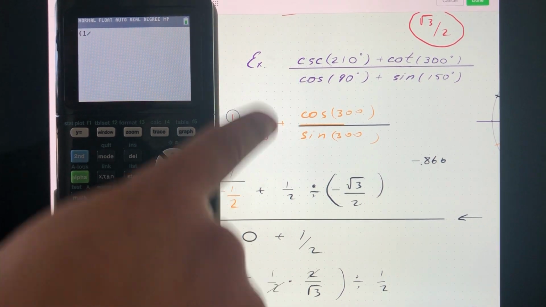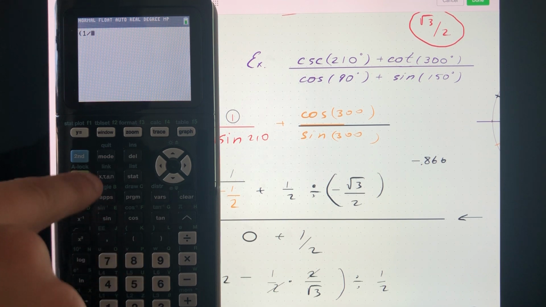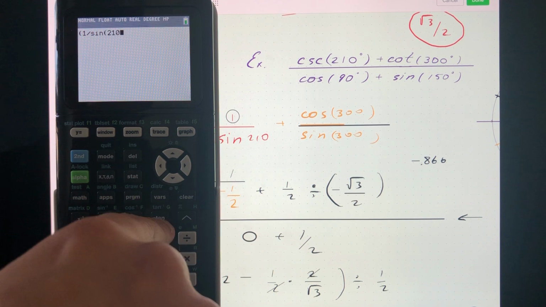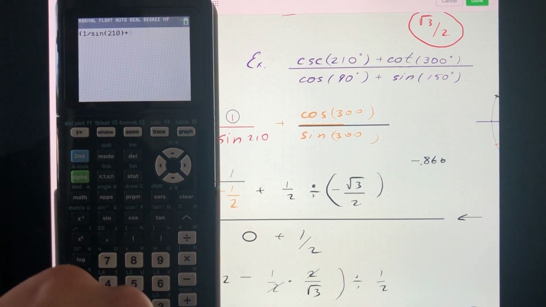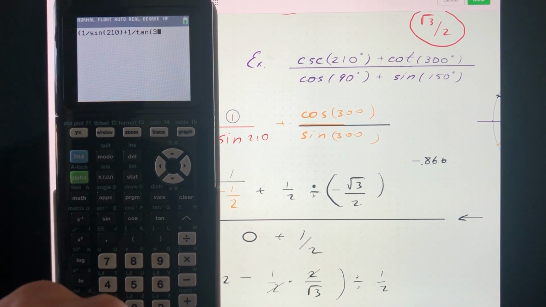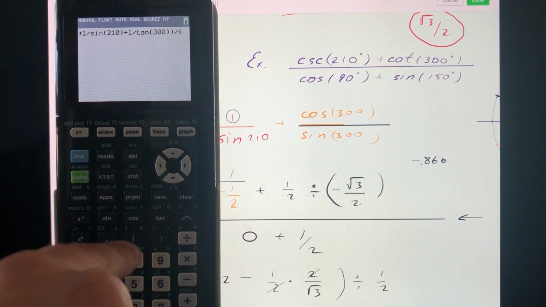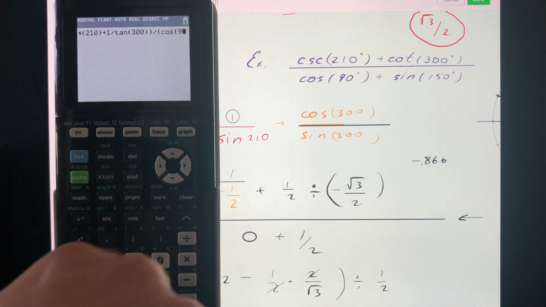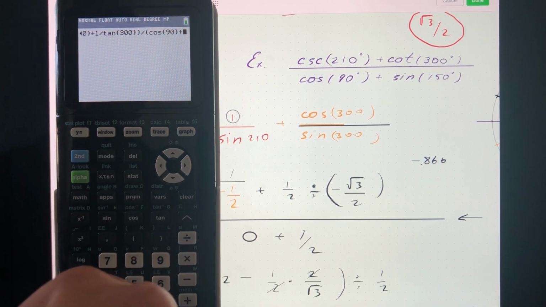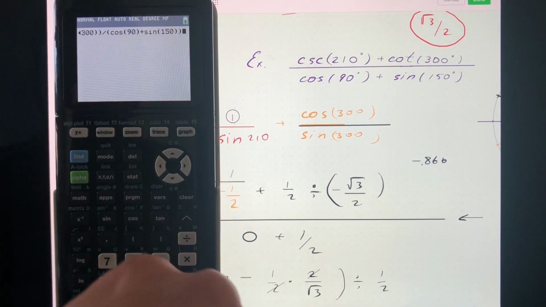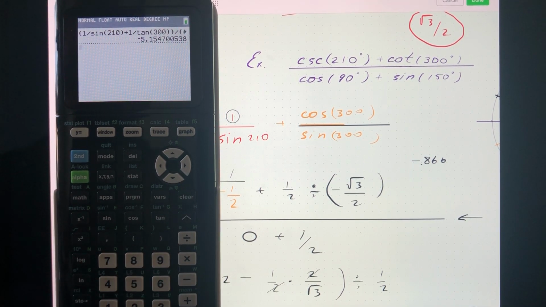1 divided by cosecant is, once again, 1 divided by sine, so we type in sine 210. And then we have plus cotangent, which is 1 divided by tangent of 300. And then the whole top is divided by cosine of 90 degrees plus the sine of 150 degrees, close parentheses, and here is the answer. -5.154, that's a decimal that the calculator says is the correct answer.